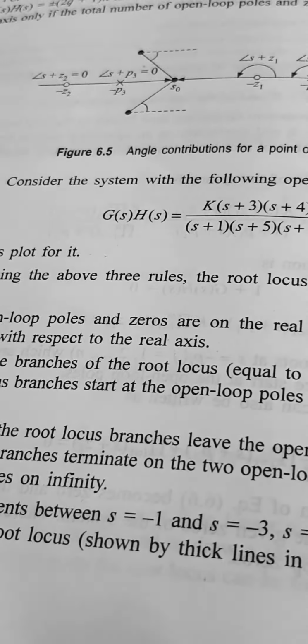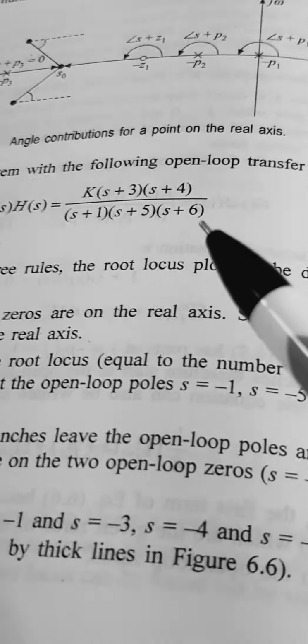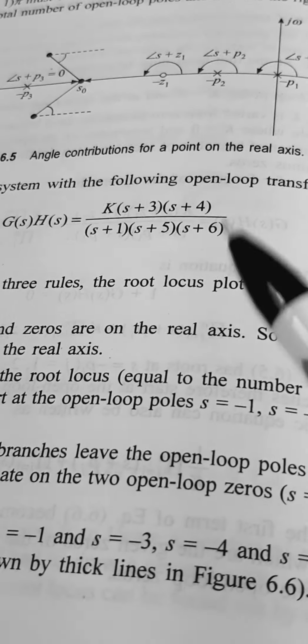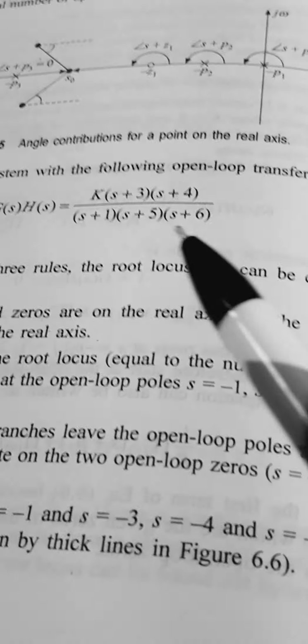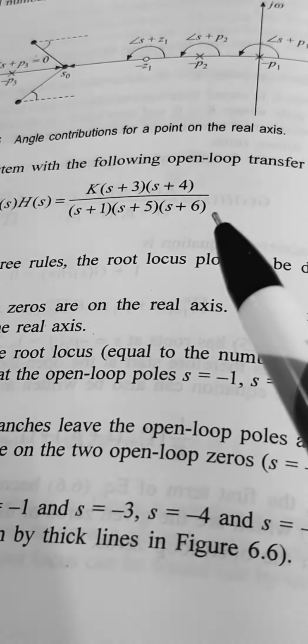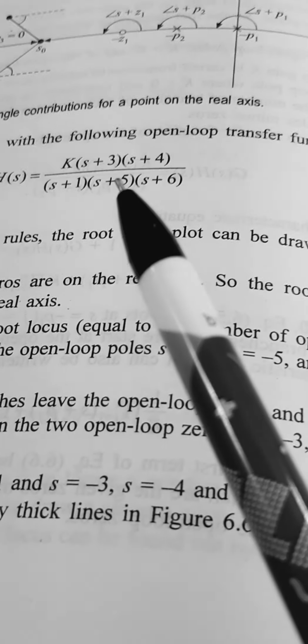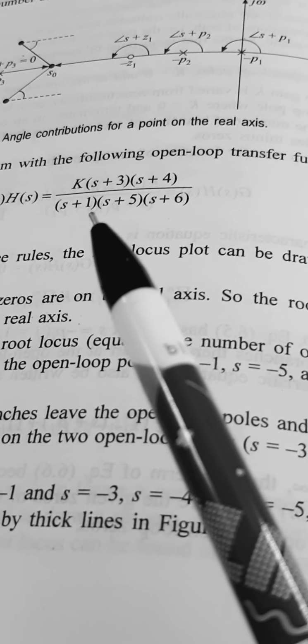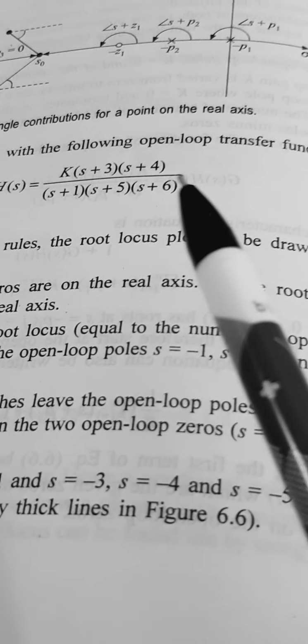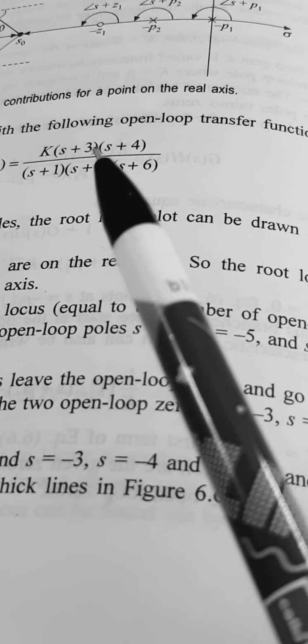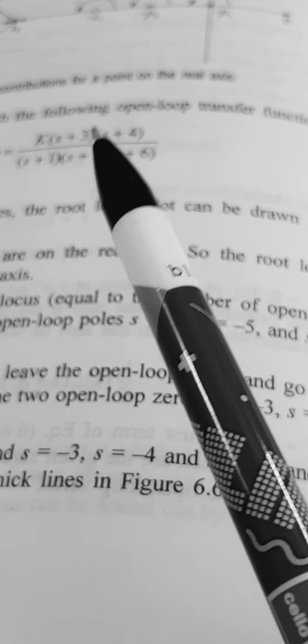I had already given the explanation of this. There are 3 poles: one at s equal to minus 6, one at minus 5, and one at s equal to minus 1, and there are 2 zeros, one at s equal to minus 3 and one at s equal to minus 4, and that is explained in this, and how the root locus is happening. The same thing also here.